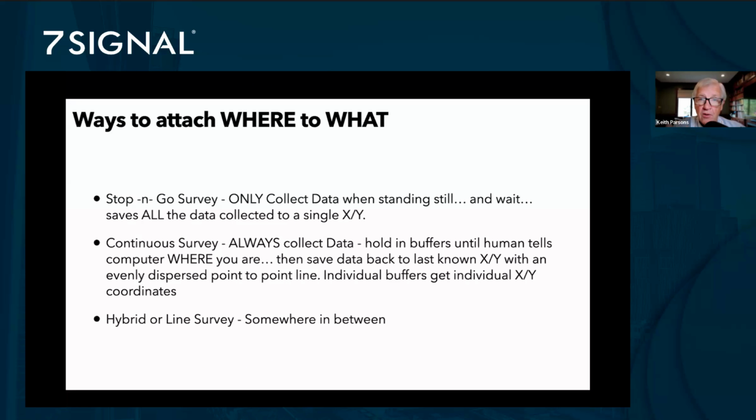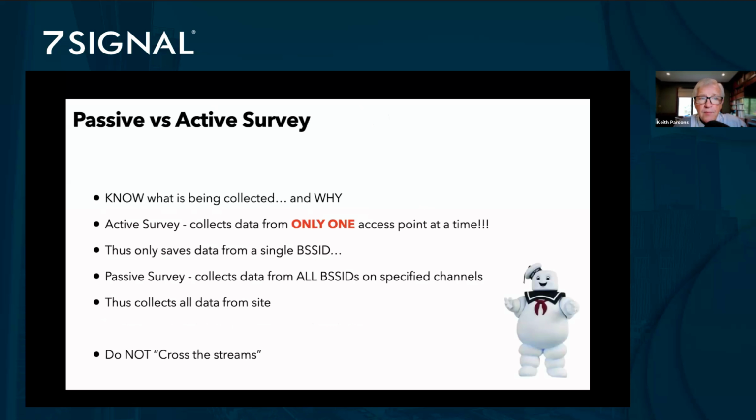I would just recommend learn to do a continuous route properly, and you'll get the most data, the highest accuracy, and take the least amount of time. So, one other term: passive versus active. And this is where I'm going to get the term worst survey, has to do with active.